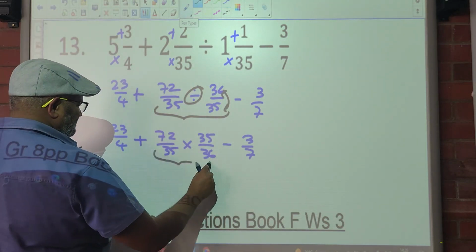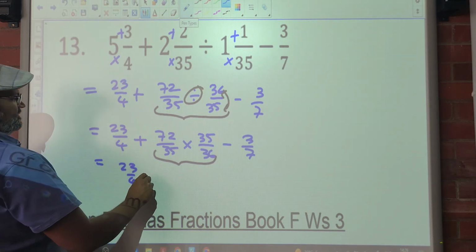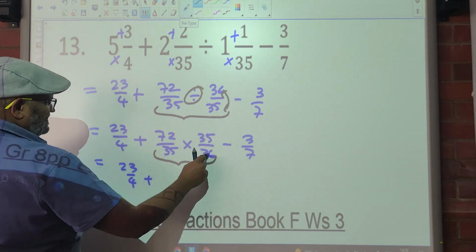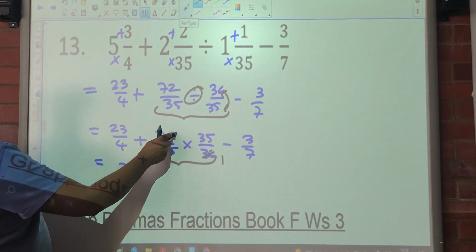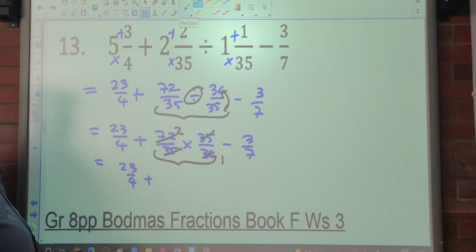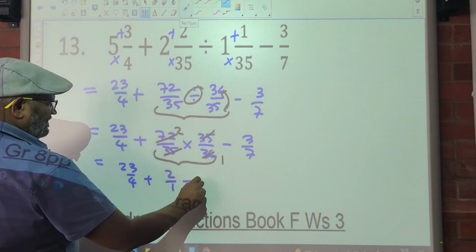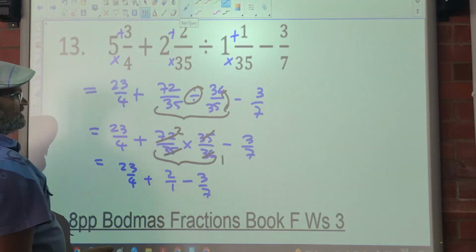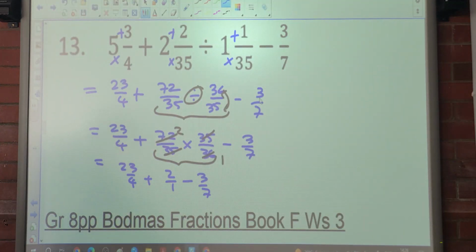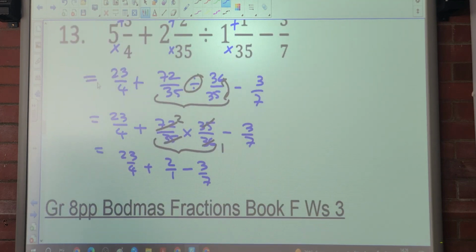So what needs to be done now? Multiplication again. So it will be 23 over 4 plus 36 goes into 36 once, 36 goes into 72 twice. 35 cancels 35. Gives you 2 over 1 minus 3 over 7. So what do we do now? Find an LCM.